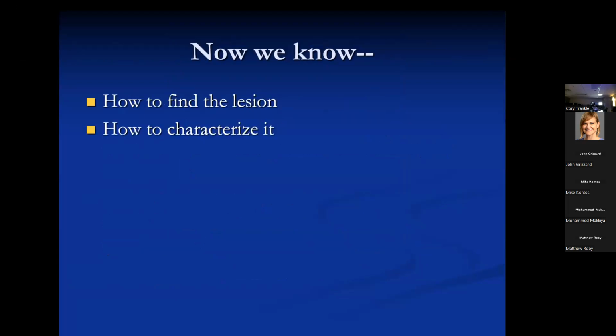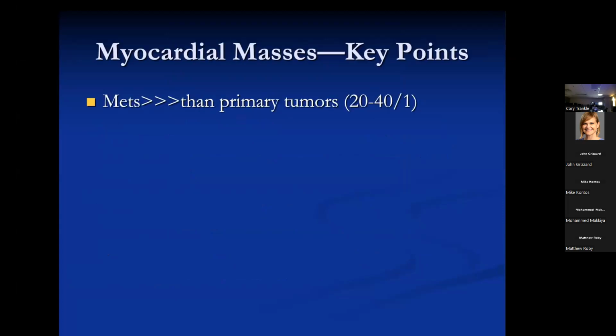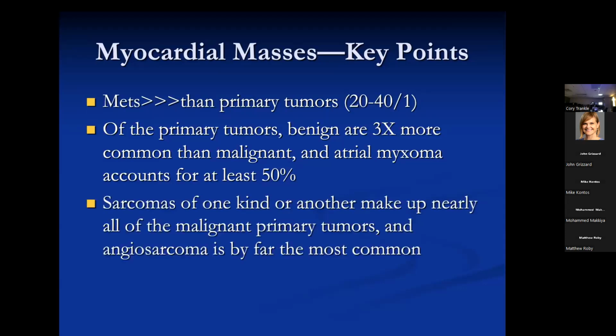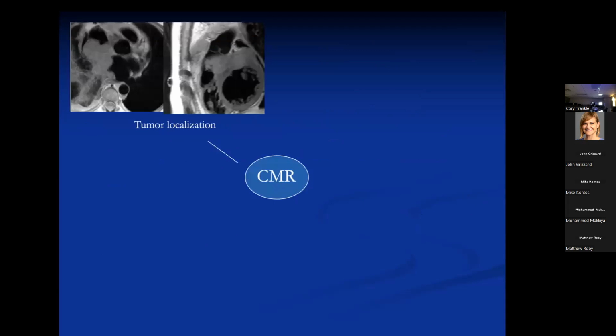So at any rate, okay, now we know how to find the lesion and we know how to characterize it. The key points to remember: mets are way more common than primary tumors. Of the primary tumors, benign are way more common than malignant for primary cardiac tumors. And atrial myxomas make up probably about half. Sarcomas most commonly make up the malignant primary tumors, and angiosarc is the most common.